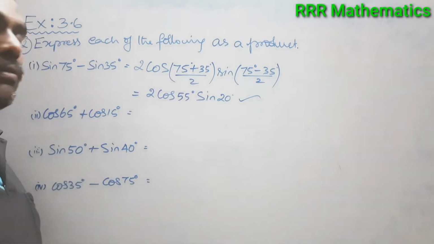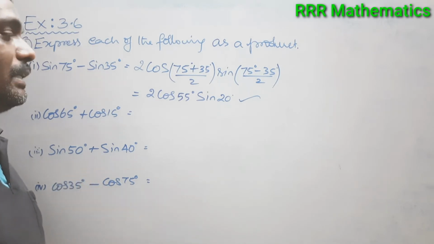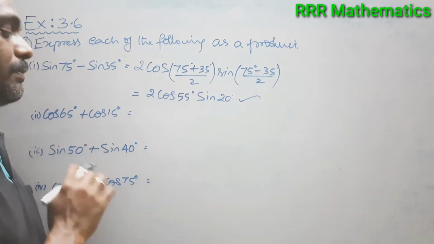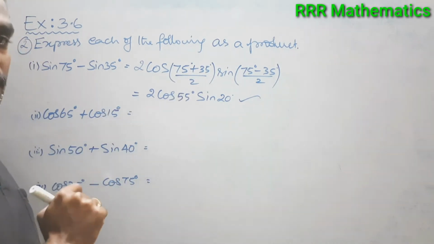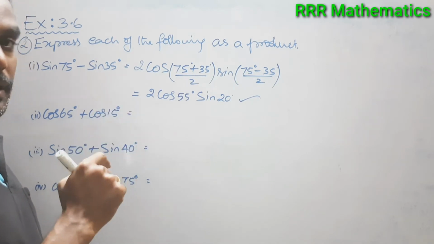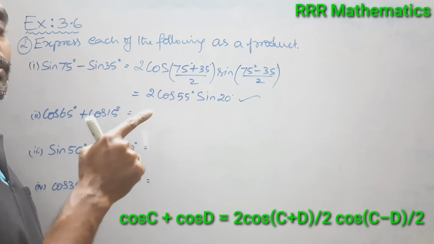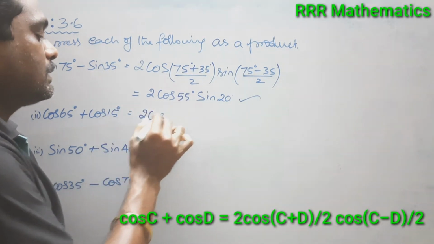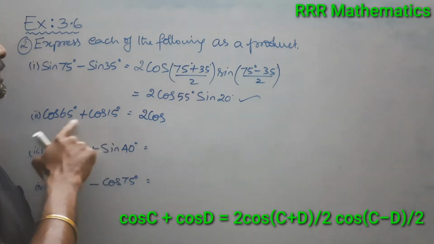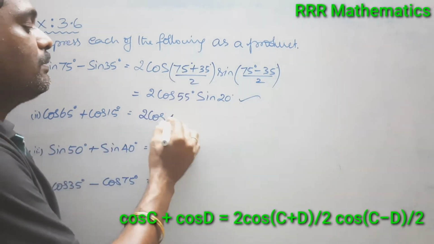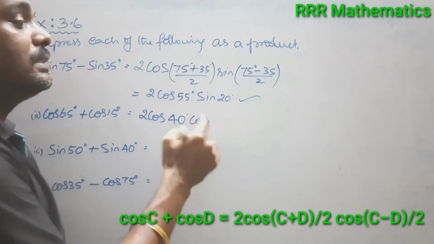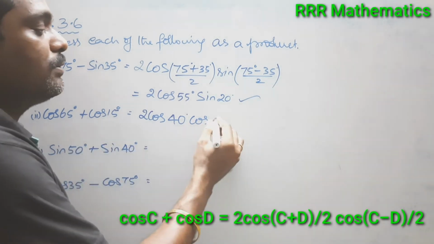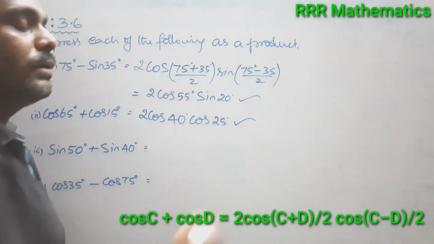Similarly, you want to use the respective identity here to find the solution. Got it? See here, cos 65 degrees plus cos 15 degrees. This is in the form of cos C plus cos D. What is the formula for cos C plus cos D? Cos C plus cos D equals 2 cos (C plus D) by 2 into cos (C minus D) by 2. What is the sum? 80. 80 by 2 is 40. Cos (C minus D) by 2: what is C minus D? 65 minus 15 is 50. 50 by 2 gives 25. That's all. Got it? Very simple.